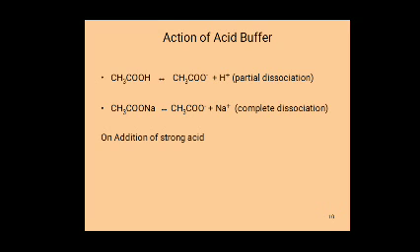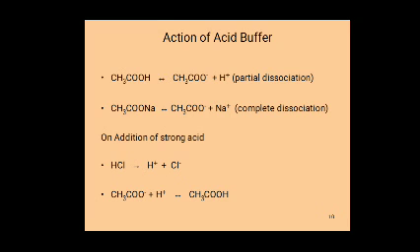On addition of strong acid. HCl is a strong acid. It dissociates into H plus ions and Cl minus ions. When strong acid is added, these H plus ions interact with acetate ions to form undissociated acetic acid. It does not increase H plus ions in the solution, so pH is constant. How is it constant?